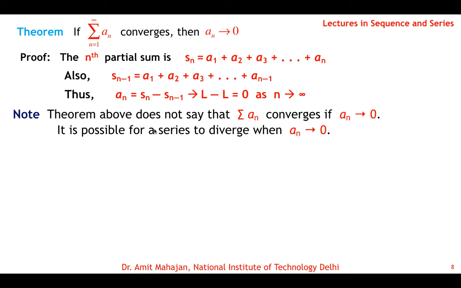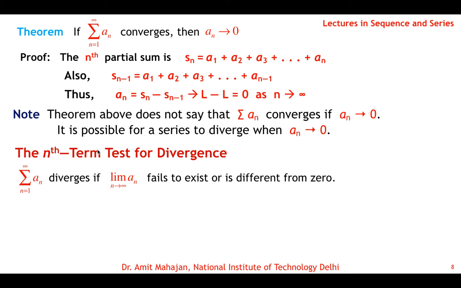But this also leads us to an important result, which is the nth term test for divergence. Because it says that for convergence, the limit as n tends to infinity of an must be 0. So a series diverges if the limit as n tends to infinity of an fails to exist or is different from 0. If this limit is non-zero, then the series cannot converge. So this is an important test. If you take the limit as n tends to infinity of the nth term, and that limit fails to exist or is non-zero, then immediately we can say that this series is a divergent series.